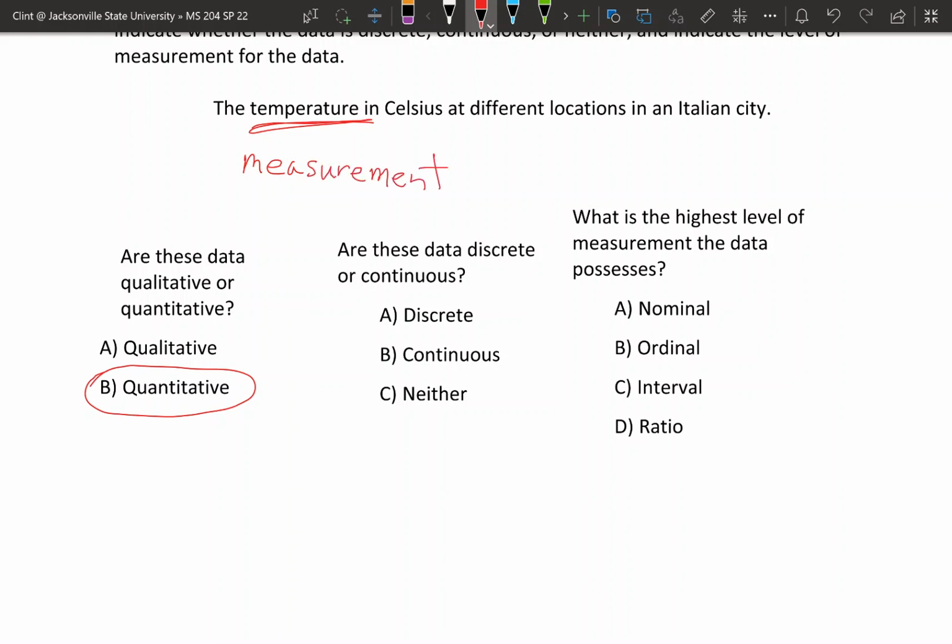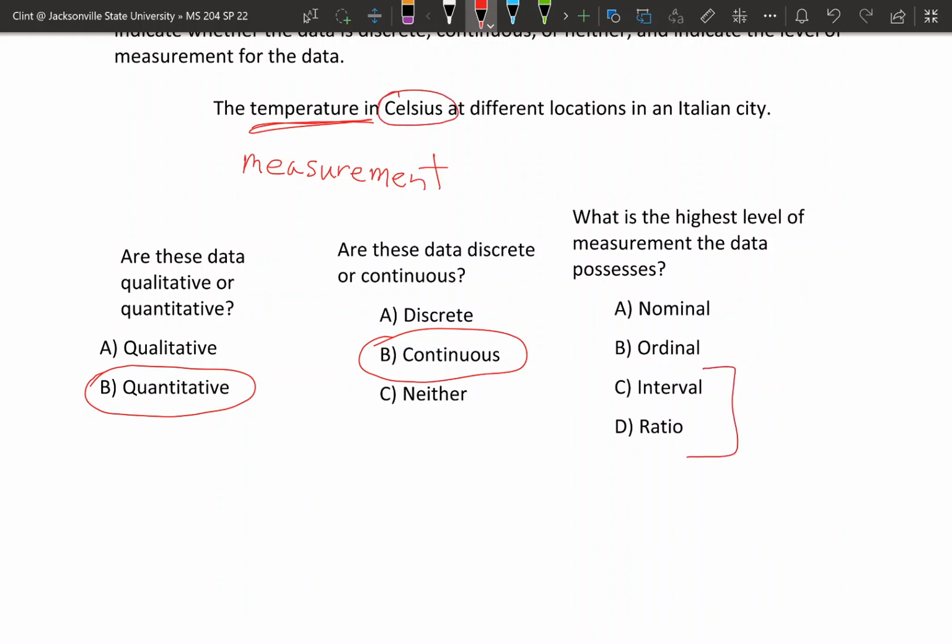Usually measurements are continuous, because we can be as precise as we want to be, and we can go down to as many decimal places as we need. And then for the highest level of measurement, since it's quantitative, it's either going to be interval or ratio.